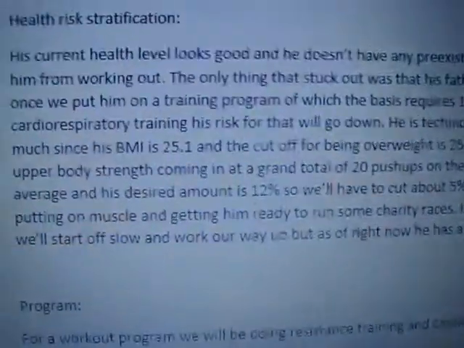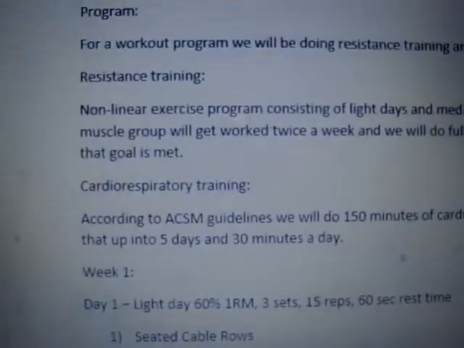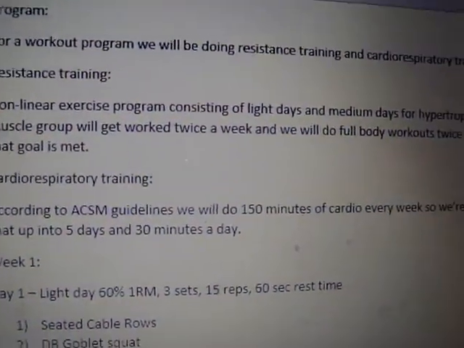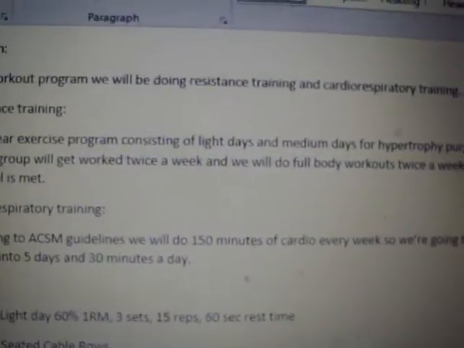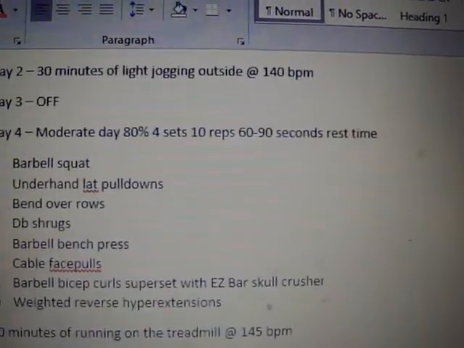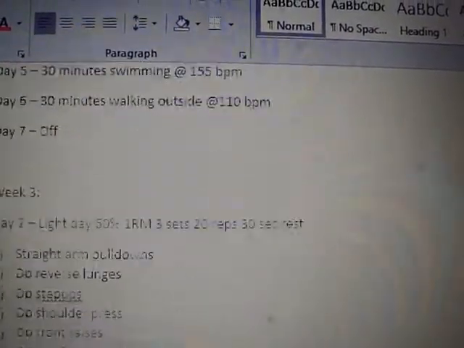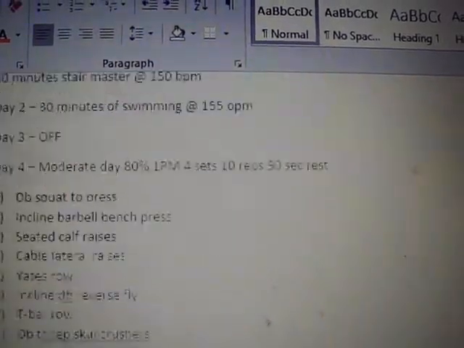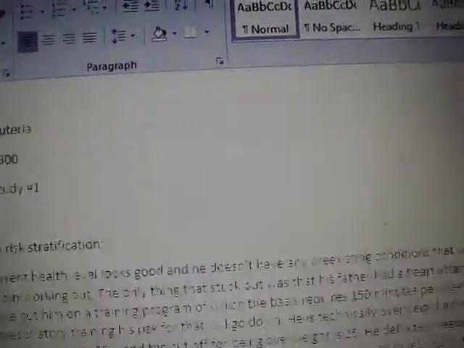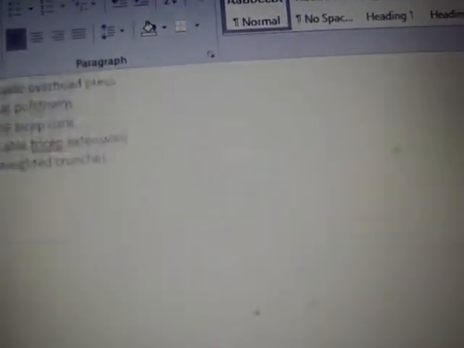So here we go. So I started with the risk stratification, and then this is talking about how it's a non-linear program, which means you don't have to go in a certain order. So I have it consist of light days and then cardio, stuff like that. And 3 weeks I have 7 days, so it's 21 days. It takes about 21 days to make a habit, so this is actually a perfect program for anybody to follow. But yeah, I might release this in the future.